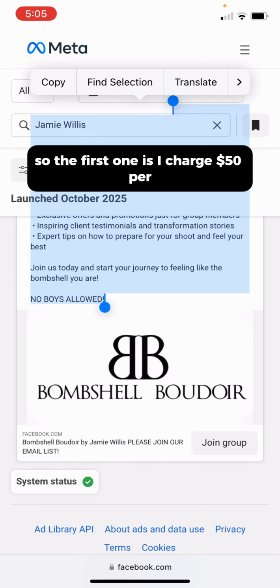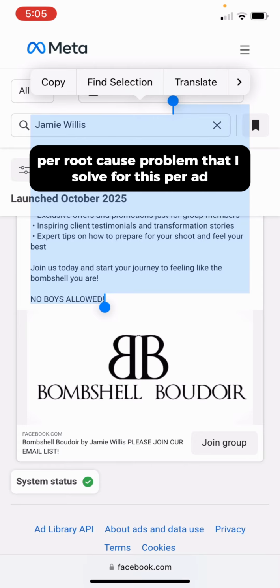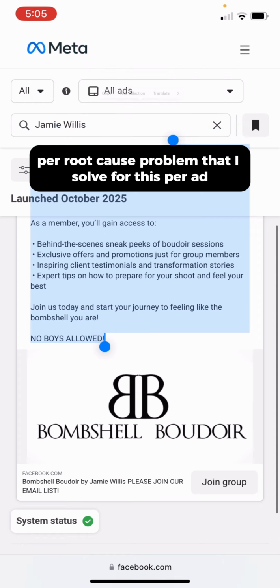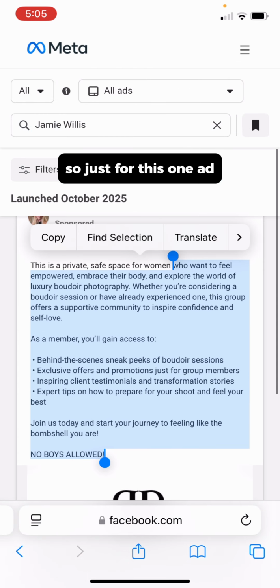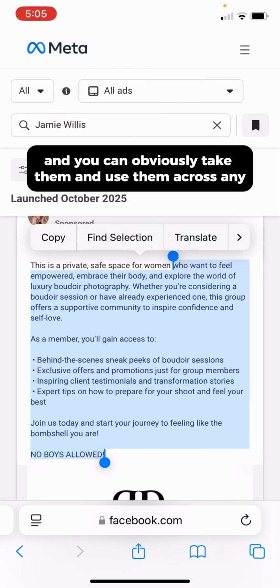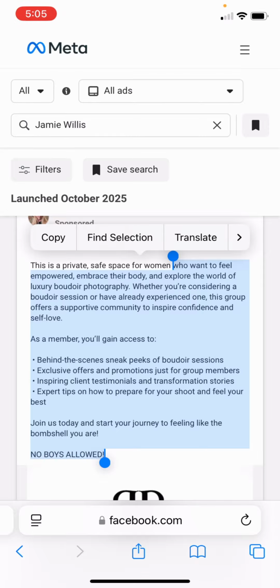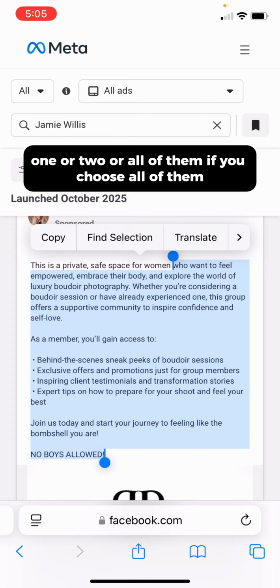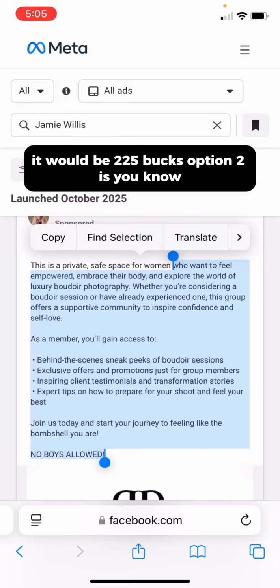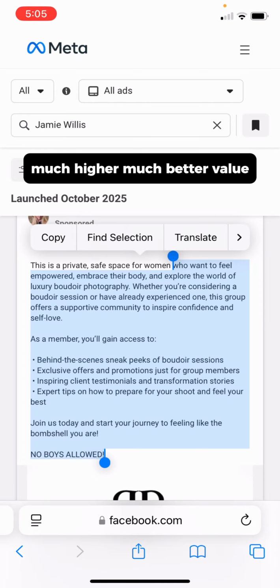So the first one is I charge $50 per root cause problem that I solve per ad, so just for this one ad. And you can obviously take them and use them across all the other ads you run as well. Charge $50 each, and you can choose one or two or all of them. If you choose all of them, it would be $225. Option 2 is much better value.